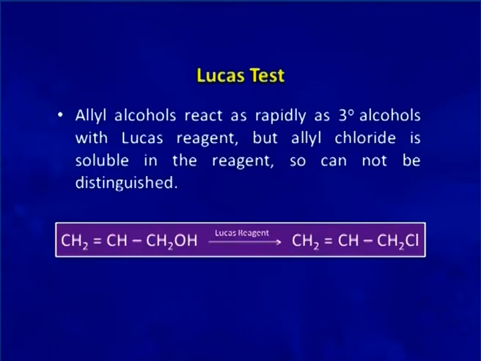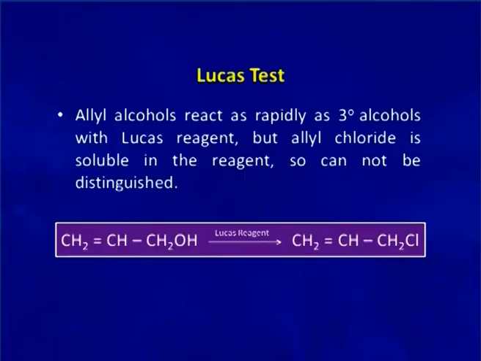Now, here we have another example, allyl alcohol. You can see that this allyl alcohol seems to be a primary alcohol, but it has a double bond next to the alcoholic group. That is why the molecule is highly stabilized, and when the Lucas reagent reacts with it, almost immediately allyl chloride is formed. But allyl chloride is not insoluble, and that is why allyl alcohol cannot be distinguished by the Lucas test, although it reacts with Lucas reagent immediately.